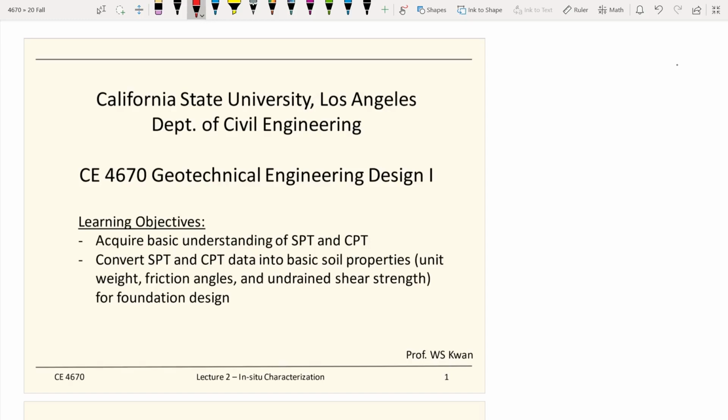Okay, welcome to CE 467, Geotechnical Engineering Design 1, lecture number 2. This lecture we will talk about in situ soil properties characterizations.